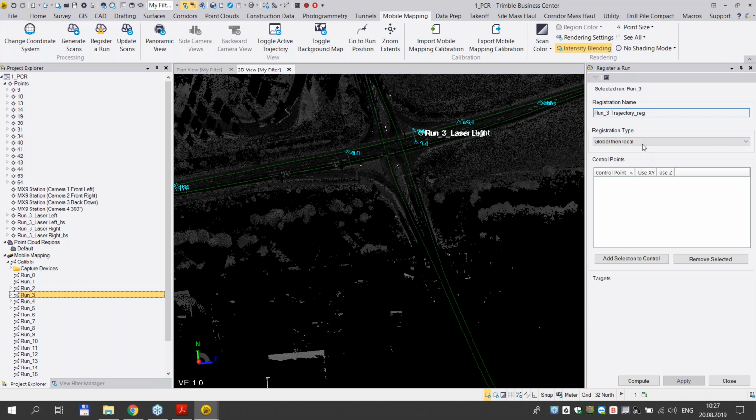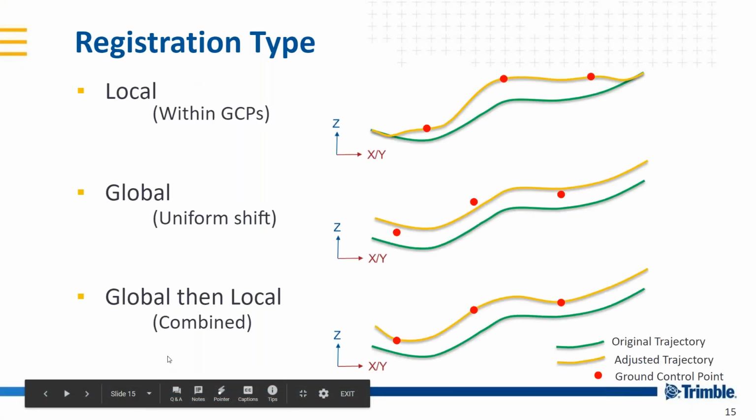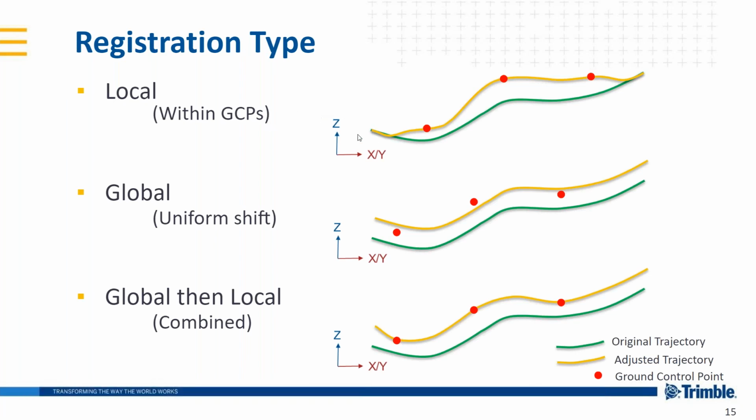Registration type. In the previous version of TBC, we haven't had this option, and this is also a feature that has been for a while in the last release of TBC, meaning that we could identify or select different kinds of registration. I would like to jump to my presentation to briefly show the difference between both of them.